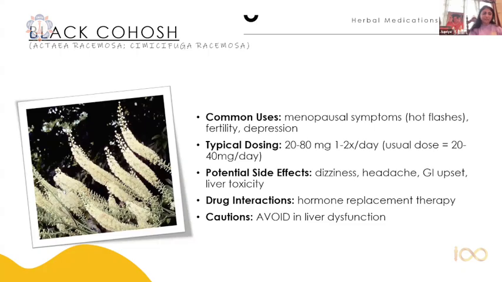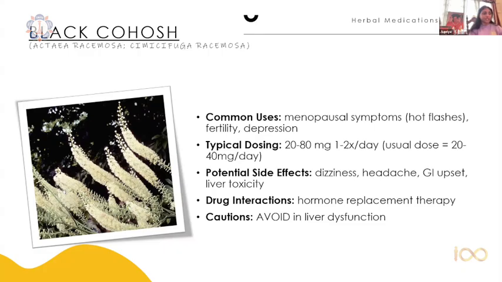And it can also have effects on the serotonergic pathways. So anytime you hear serotonin, dopamine, norepinephrine, think of your feel-good neurotransmitters. And the common uses of this medication would be for menopausal symptoms, so hot flashes. It can also be used to increase fertility, and patients take it if they have depression.